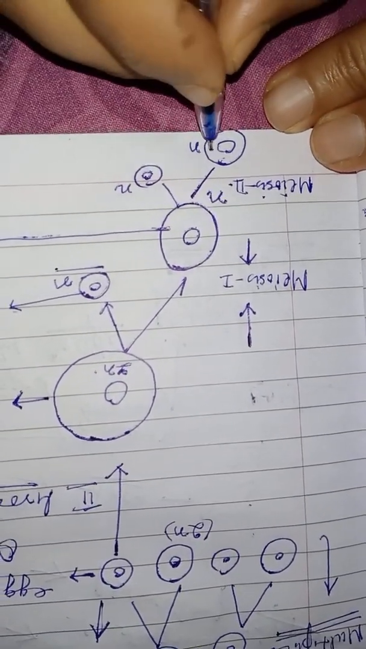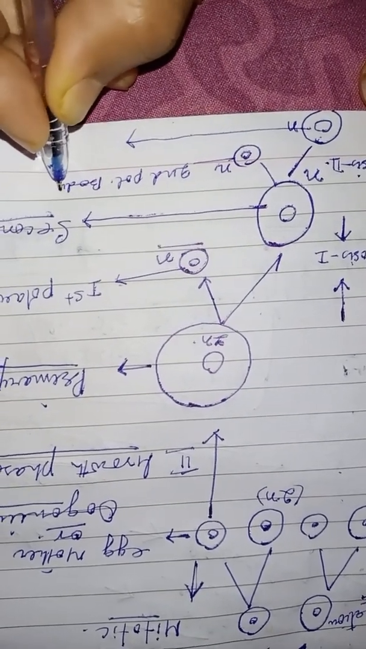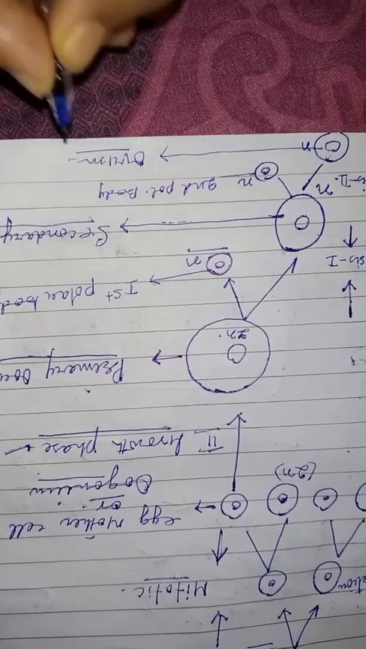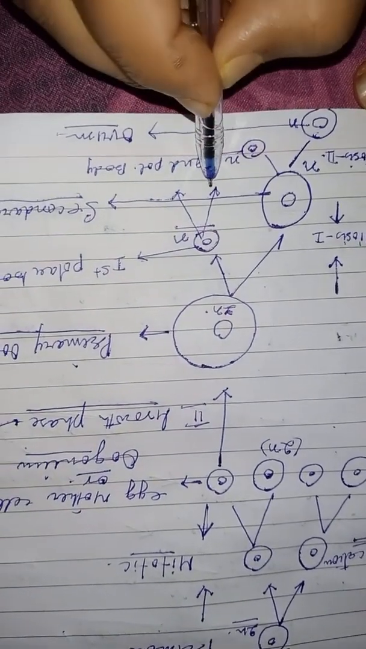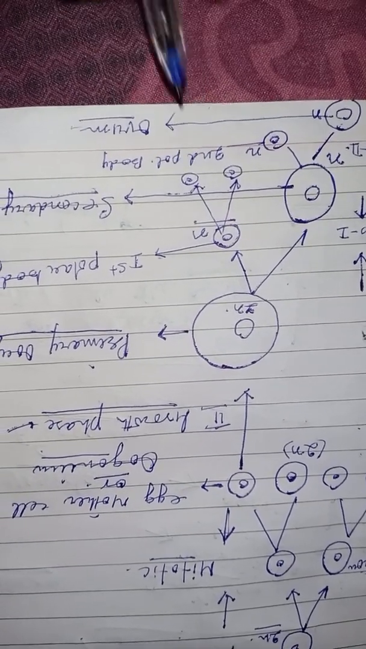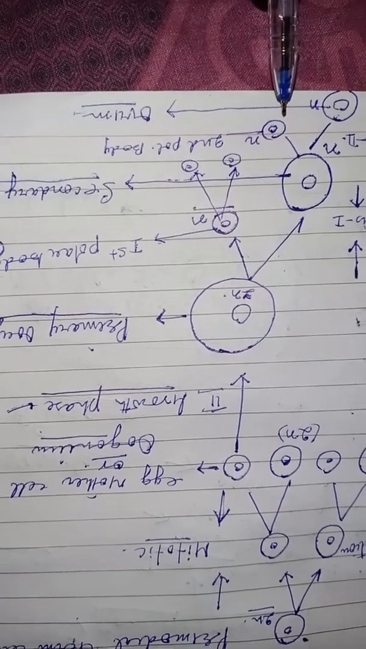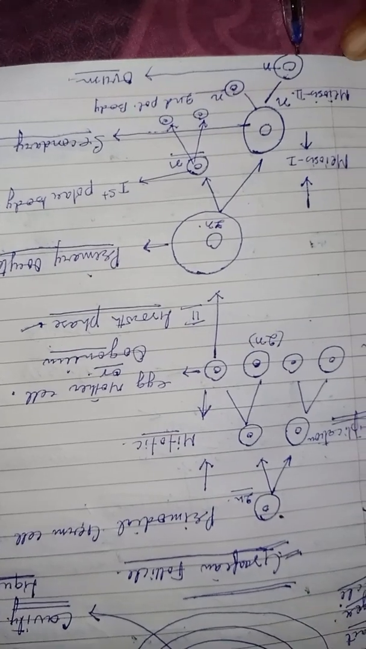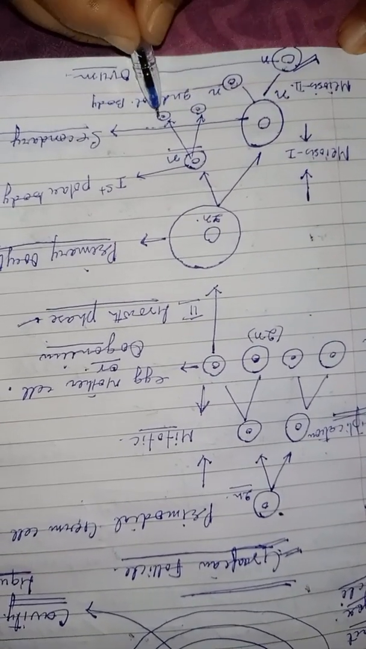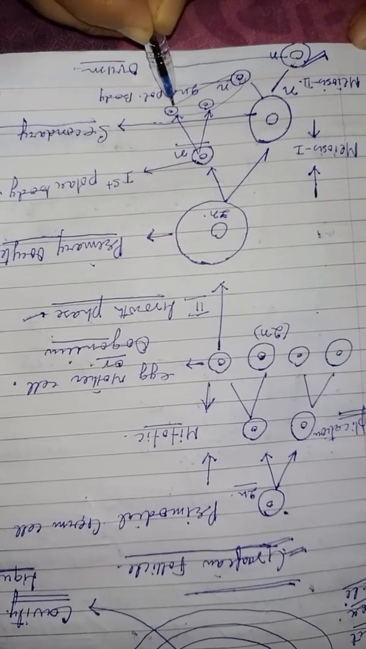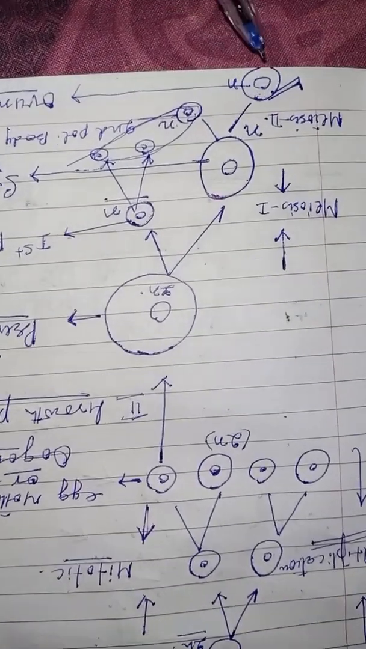So what we get is the second polar body and the ovum, and the first polar body undergoes meiosis second to form two polar bodies. So in a nutshell, what I would like to tell you here is that as the result of oogenesis, we get only a single ovum, and the three polar bodies, all these three polar bodies, get degenerated, and we get just one ovum.